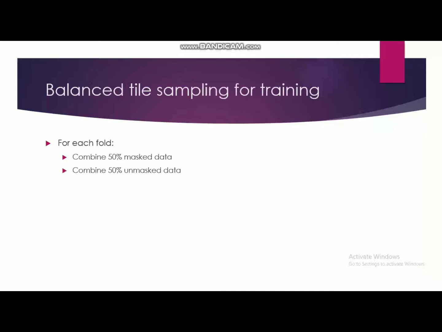Our cross-validation strategy is fairly simple, it's 5-fold cross-validation, but here we make sure of one thing, that for each fold 50% of the data should be masked and 50% of the data should be unmasked, which will help our model not only to predict well but to understand the difference between masked and unmasked area.